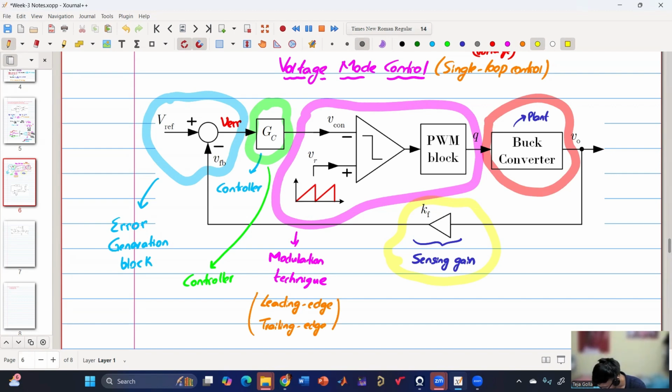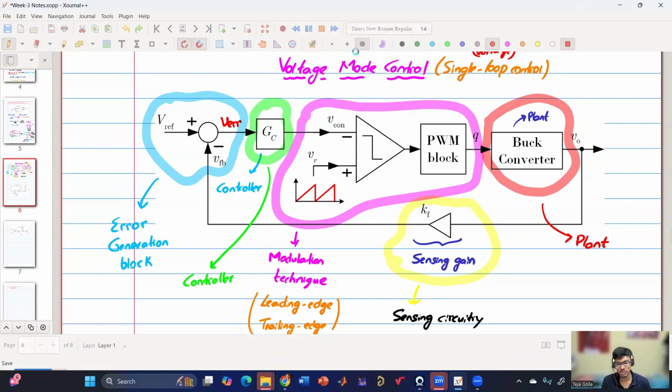And then we have the sensing circuitry. I think this color will not be visible, so let me change the color. Sensing circuitry to step down and also to filter. And then we have the plant. So this is the overall architecture of the voltage mode control.